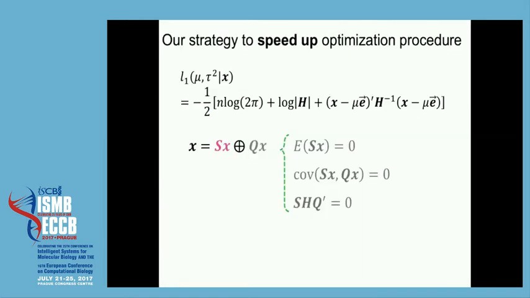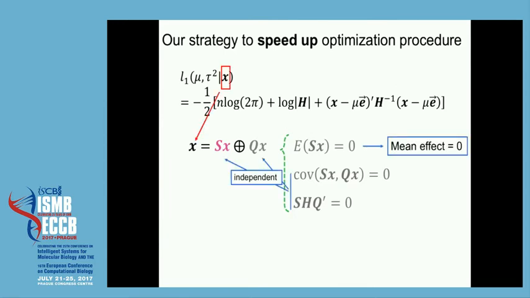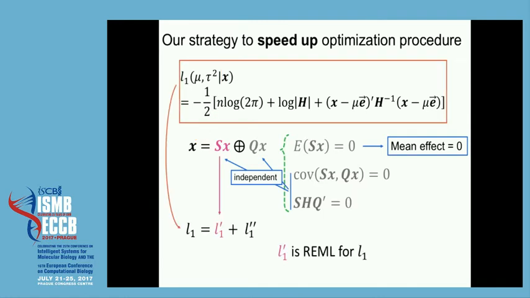To speed up our computation, we applied another strategy to accelerate our optimization. Here, we first decomposed our observation X into two matrix-vector multiplications, S and Q, using direct sum notation. If we use the properties of the direct sum notation, then we can decompose the log likelihood function L1 into two log likelihood functions of independent observations. Here, L1 prime has the observation Sx and is the restricted maximum likelihood function for L1.